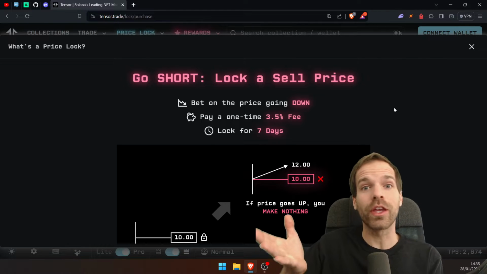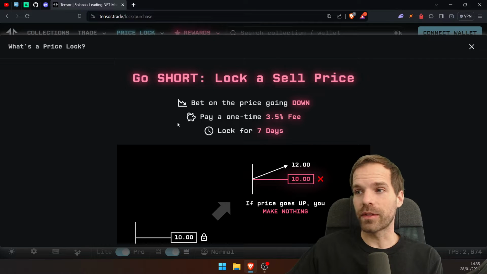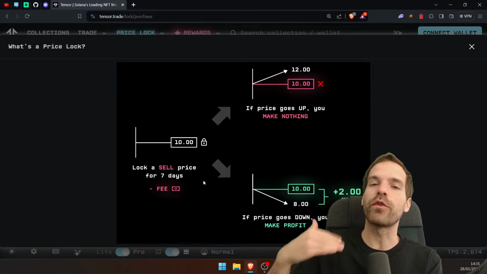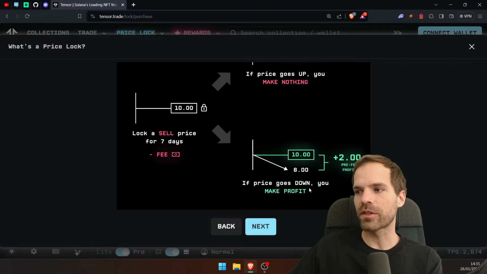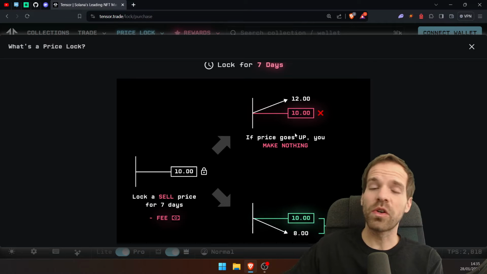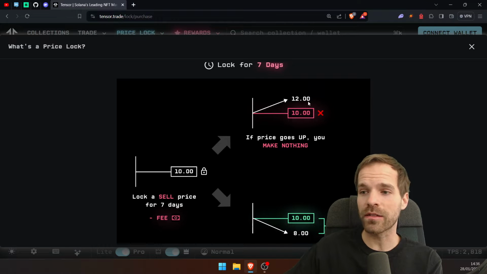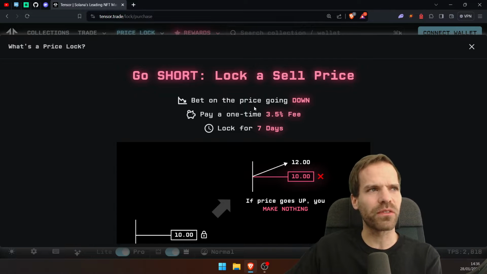If you short something, you're expecting the price to go down. And once again, we can pay a one-time fee and then we lock for 7 days. But what does that mean? We lock a sell price. Okay, so that means if we have an NFT, we can sell it at that price. So we buy the option to sell at that price. So if price goes down, we can still sell for the price that we purchased the lock for and don't need to market sell when prices are lower. However, if price goes up, well, we don't need to do anything. We can still sell for market price. Only thing we lost is our fee that we paid, which 3.5 now for an option doesn't sound so bad.